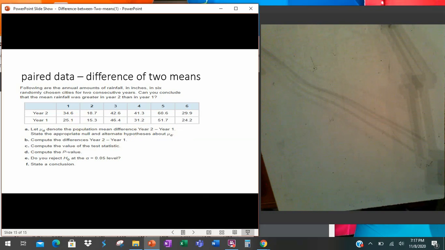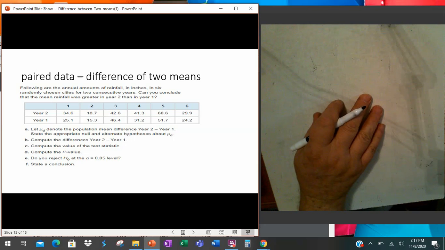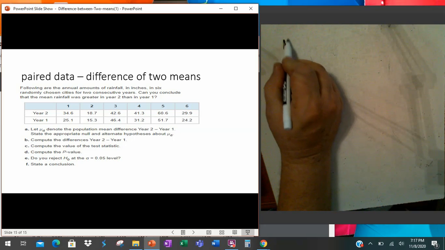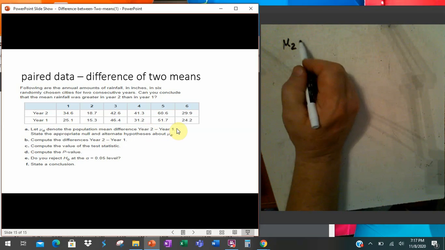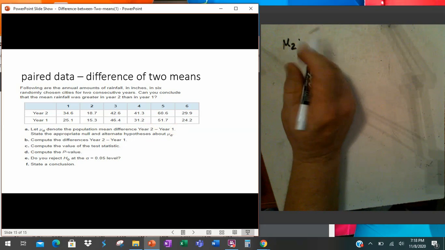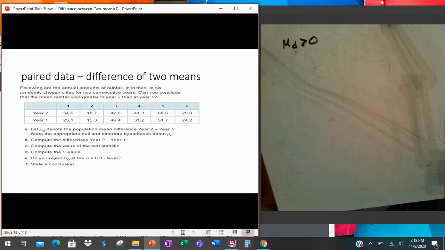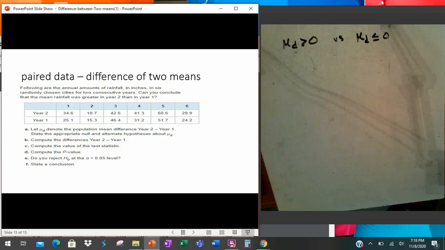Okay. So let mu d denote the population mean difference, year 2 minus year 1. State the appropriate null and alternate hypothesis about mu d. The way we're setting it up is that if this is greater in year 2, this is going to be positive. So we're just saying that mu d would be a positive number. If year 2 is greater, mu d would be greater than 0, versus less than or equal to 0.